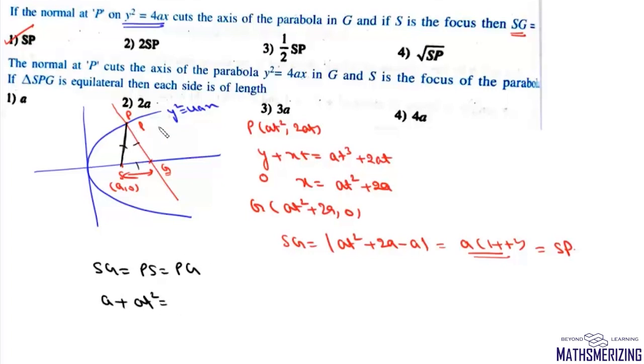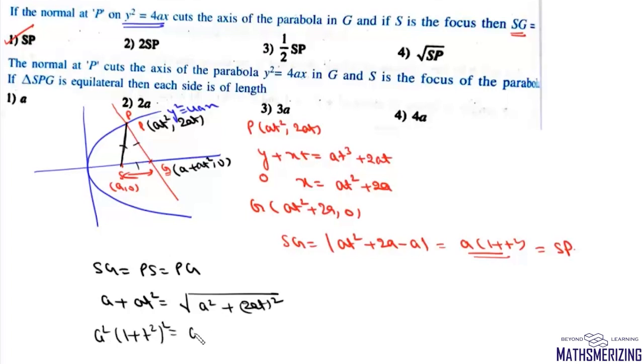And what is this distance? So this P is (at², 2at) and G is (a + at², 0). So this distance will be under root of a² + (2at)². So we'll write a², and this is (1 + t²)², and it will be a², and this is 1 + 4t².